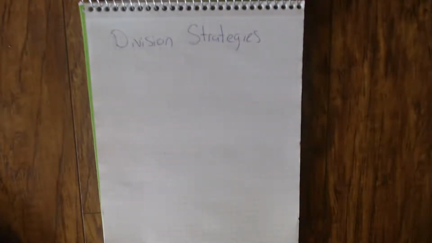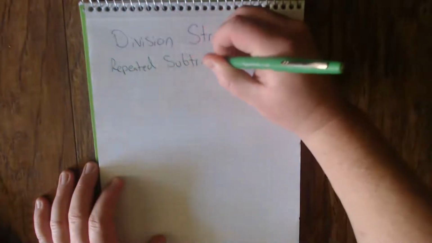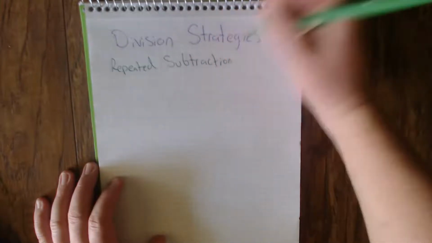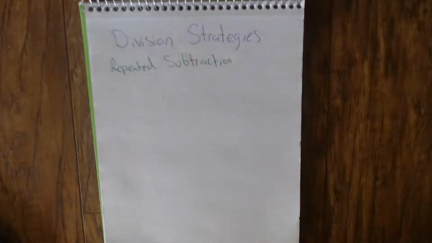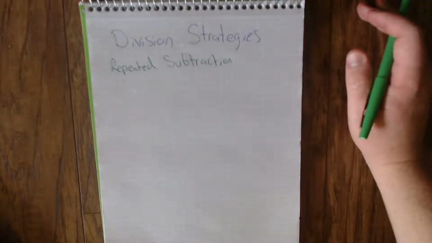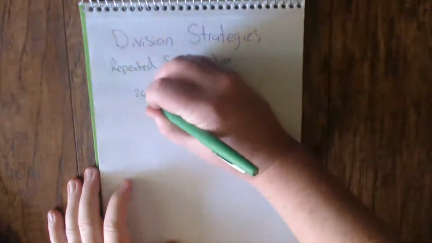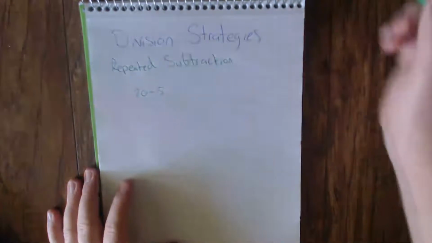So we have 3 different division strategies that I'm going to go over. The first one is repeated subtraction. And repeated subtraction is basically when you just take a number and, let's say, for example, let's choose 20 divided by 5. We'll start kind of small here. 20 divided by 5.